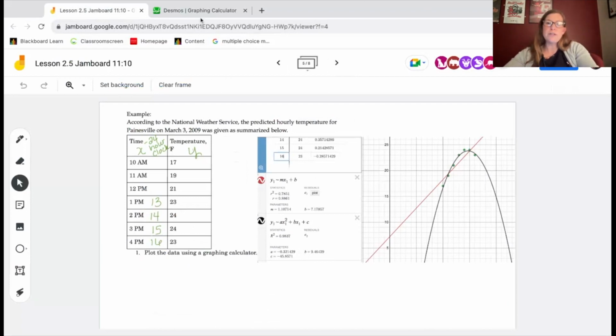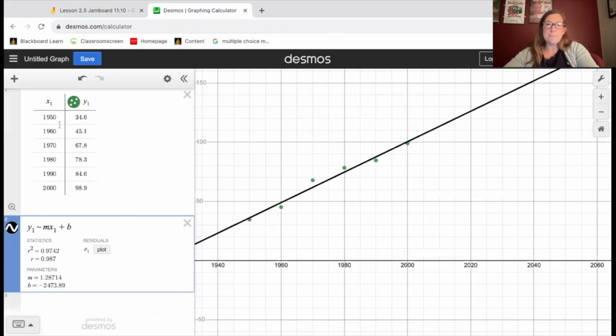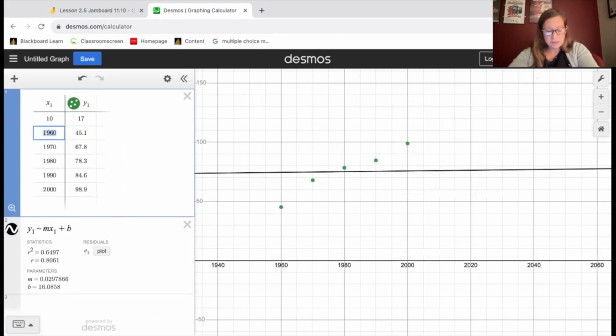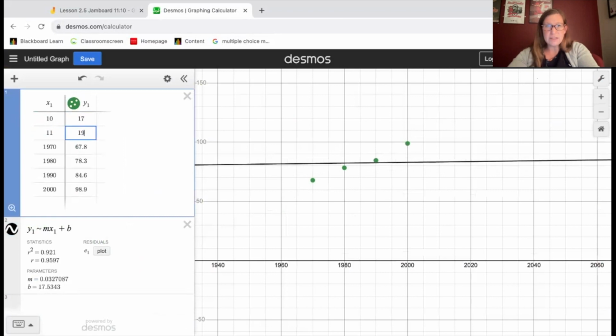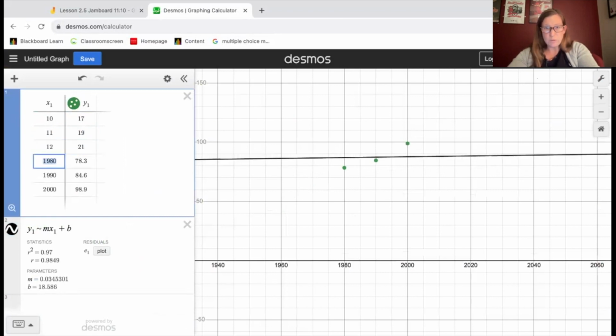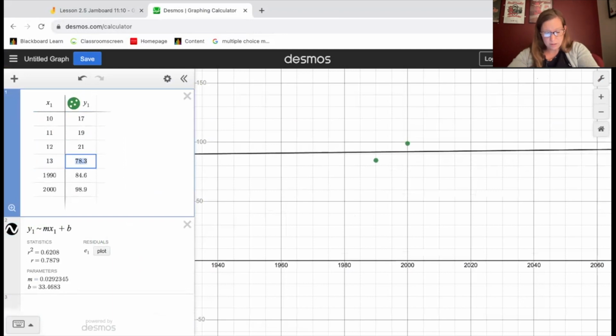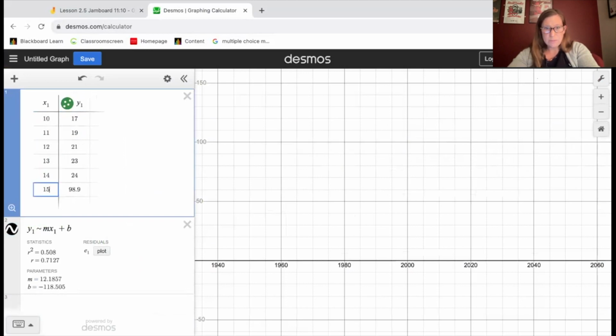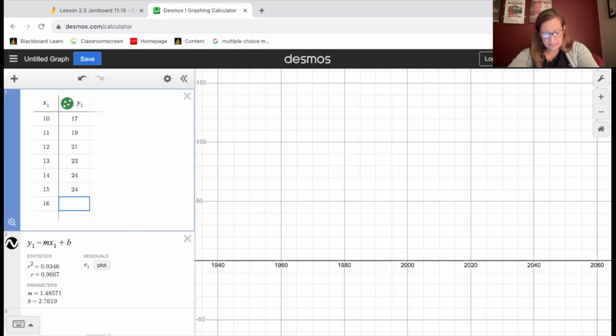So I'm going to go back over to Desmos, and I'm going to reset my chart here. So at 10 a.m. it was 17 degrees. At 11 a.m. it was 19. At 12 p.m. it was 21. At 1 p.m. it was 23 degrees. At 2 p.m. or 14 it was 24. At 3 p.m. or 15 it was also 24. And at 4 p.m. or 16 it was 23. So notice as I was redoing that chart, our y equals mx plus b constantly was changing here.